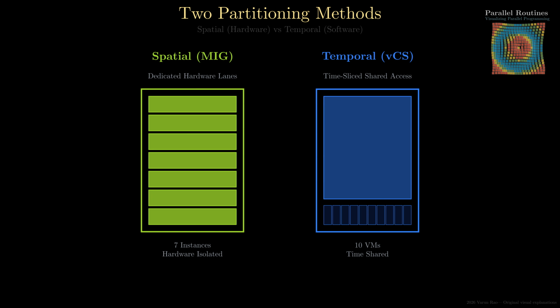Temporal partitioning with NVIDIA VCS takes a different approach by using time slicing to share the full GPU across multiple virtual machines. On GPUs such as the NVIDIA A100, certain vGPU profiles support up to 10 virtual GPUs, but this limit depends on the selected memory profile rather than a fixed hardware cap.